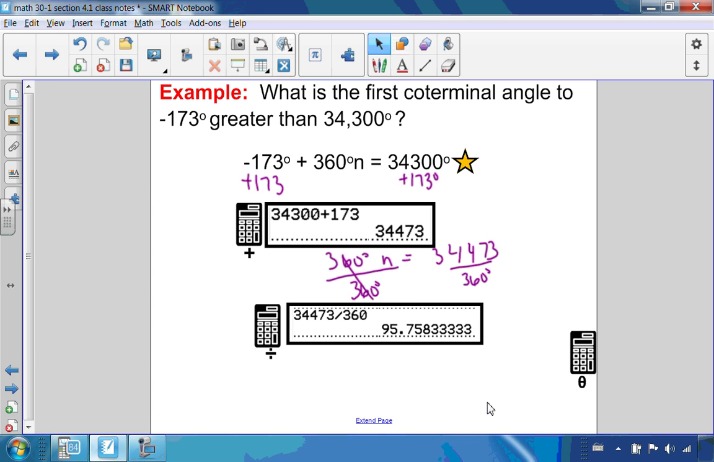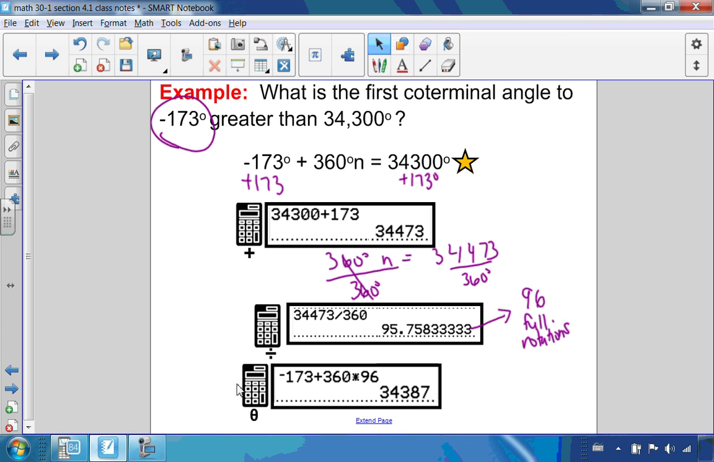Now I want to know the first coterminal angle greater than that. So I don't need to know exactly at that. So what I'm going to do is round this up and say that it is 96 full rotations. And I want to know what my angle is. So starting at negative 173, if I went through 96 full rotations, I want to know the first angle that would be greater than this one here. Okay, and it has to be coterminal. So that's why I'm rounding it to 96, because I'm adding on full multiples, not part multiples, of 360 degrees.